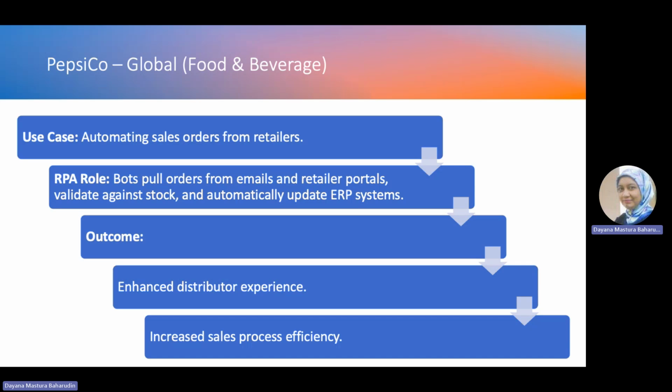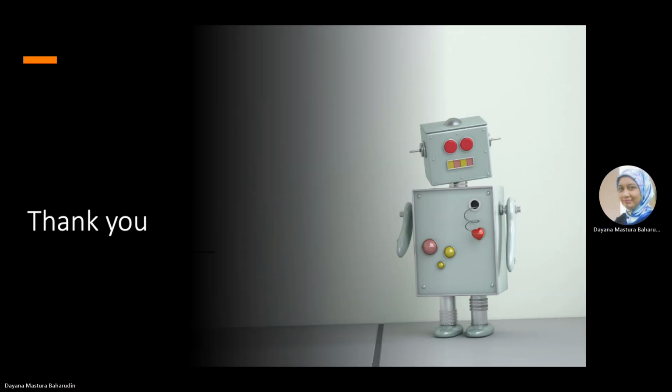Okay, so as we can see here, we're looking at automating sales orders from retailers. It's normal; we can see that all over as the role of the bots. Bots will pull orders from emails and retailer portals, validate against stock, and automatically update ERP systems. That's the job. And there will be enhanced distributor experience and increased sales process efficiency. Okay, thank you very much.